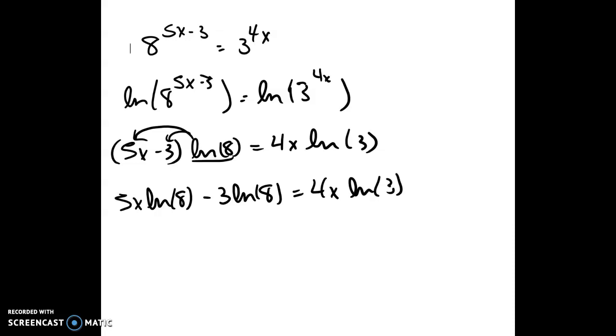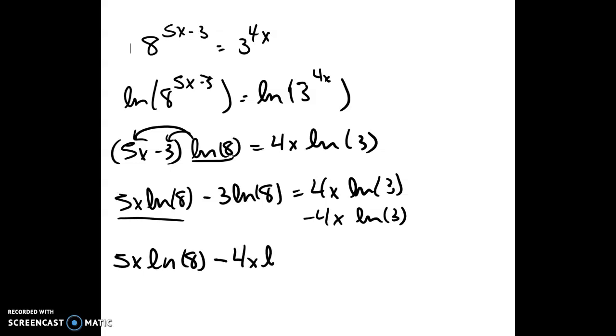natural log of 3. Okay, now what we're going to do is we're just going to solve for x. And notice I have an x over here and an x here, so I'm going to go ahead and move over that 4x natural log of 3. So I'm going to have 5x natural log of 8 minus 4x natural log of 3. I'm going to go ahead and move over the 3 natural log of 8 to the other side.